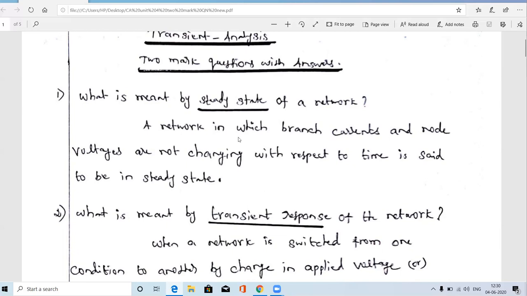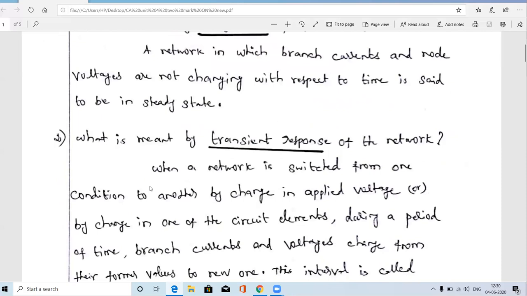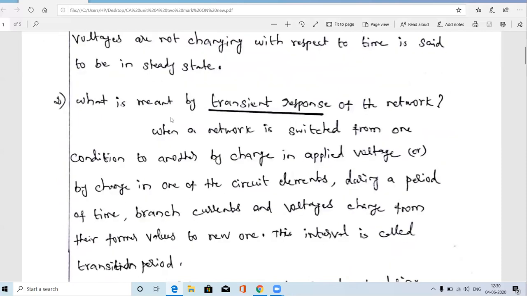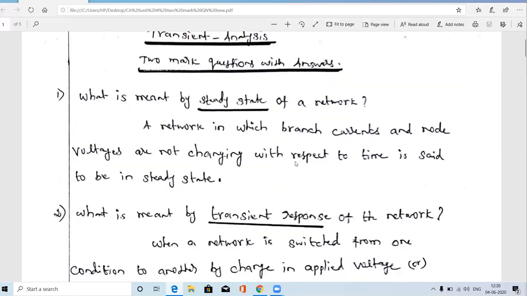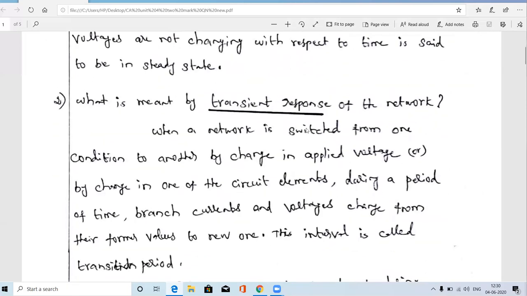So a network in which the branch currents, meaning the current flowing through any component, and the node voltages are not changing with respect to time is said to be in the steady state. The next response is the transient response. So there is another question: what is meant by the transient response of the network? The transient response is what we are analyzing in this 4th unit. So what does transient response mean?